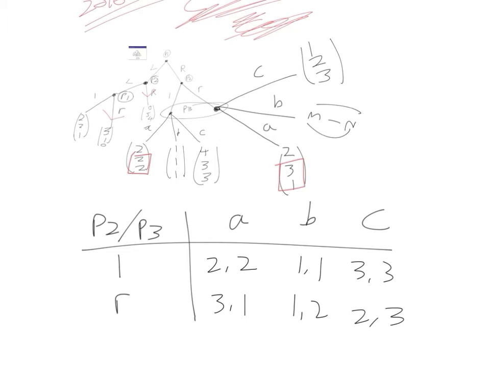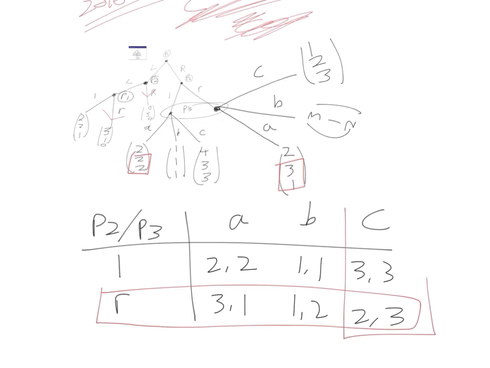So what's the best way to do it? Let's lock in player 2 as going right, and then player 3 can go A, B, or C. If player 3 goes A, he gets 1. If he goes B, he gets 2. If he goes C, he gets 3. So clearly this is the better option.